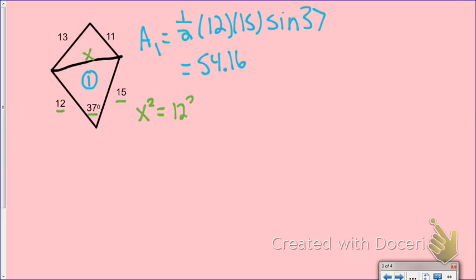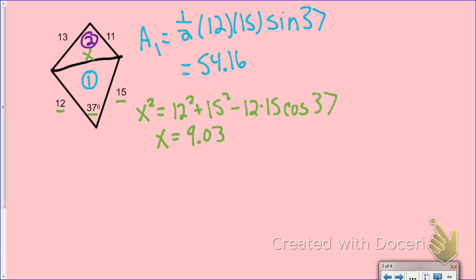So I know that has to be 12 squared plus 15 squared minus 12 times 15 times the cosine of 37. So if I work out the law of cosines, as long as I do everything right, I should get an x value here of 9.03. So now I know how much that value is. Now this top triangle, I should have enough information to solve it, because now I know three sides, so I can solve for the area of triangle 2 using Heron's formula.